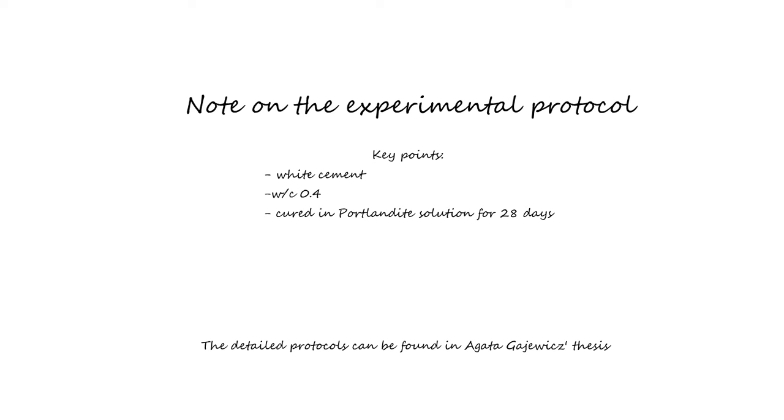The details of the experimental protocol are given in Agatha Gajewicz's thesis, chapter 4. The important points are: the samples investigated were made of white cement. In all cases, the water-to-cement ratio was 0.4, and before the sorption experiments, the samples were cured in Portlandite solution for 28 days.